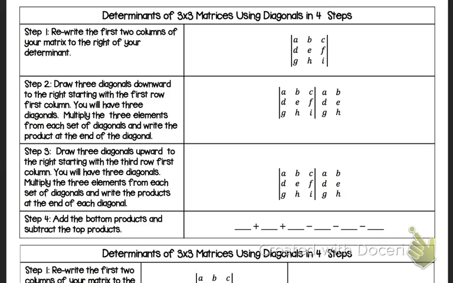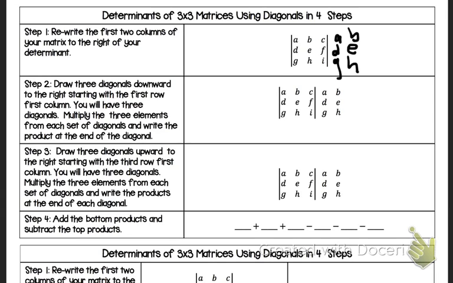So the first step is to rewrite the first 2 columns of your matrix to the right of the determinant. So what we have here is our determinant, so we're going to rewrite the first 2 columns next to it. So we have A, D, G, B, E, H. Okay, so now we have a 5-column matrix, basically, if you think of them all together.